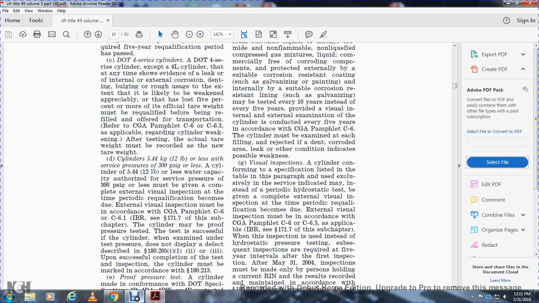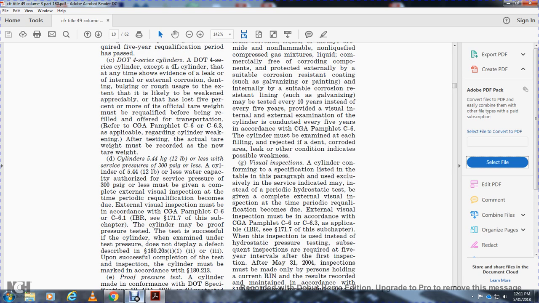Cylinders of 12 pounds or less with a service pressure of 300 psig or less. Cylinders with 12 pounds or less water capacity and a service pressure of 300 psig or less must be given a complete external visual inspection when periodic requalification is due. External visual inspection must be in accordance with CGA pamphlet C-6 and C-6.1.